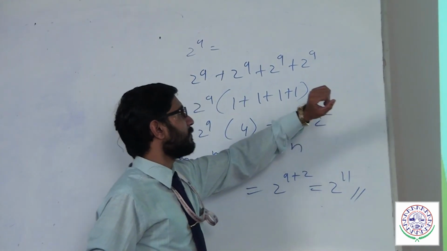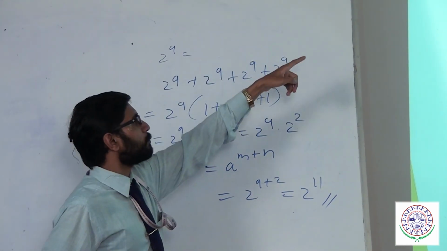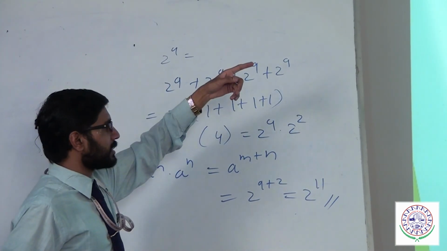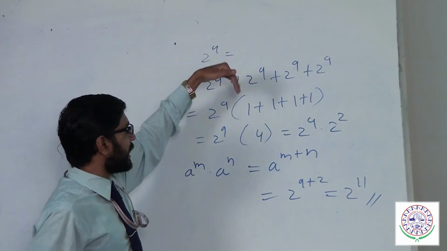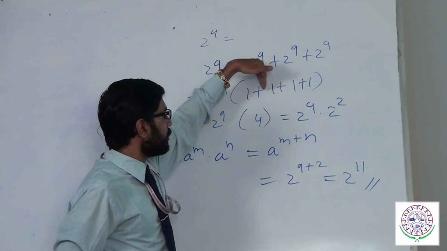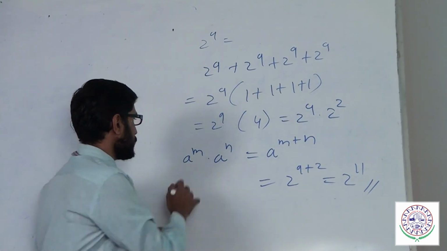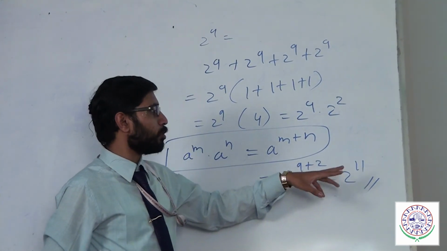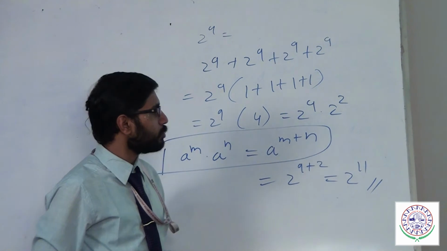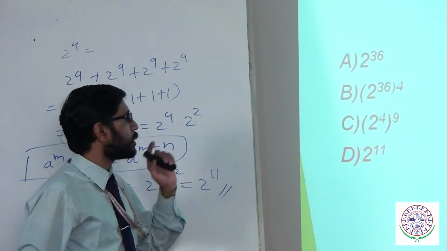Most of the students, what they will do is they try to add all the exponents, that is 9 plus 9 plus 9 plus 9, 2 raised to 36. We should not do like that. What you have to do is take 2 raised to 9 common, and the remaining will be 4. So this will be 2 raised to 2, and if you use this formula, you can easily get 2 raised to 9 plus 2, and this will be reduced to 2 raised to 11. So the answer for this question is option D, that is 2 raised to 11.